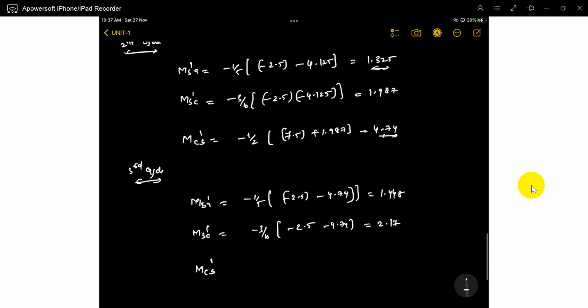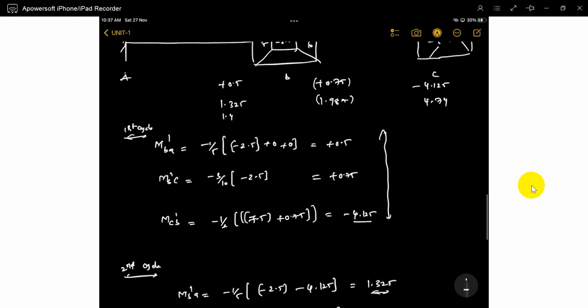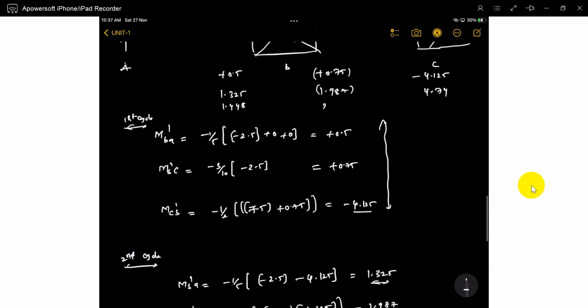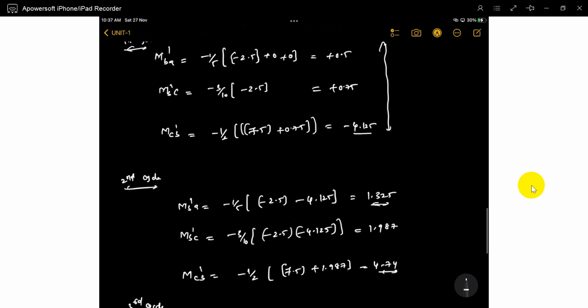So MCB, you will get 7.5. Foreign contribution is now 2.17. Okay, 2.17 plus 7.5, answer divided by 2, you will get 4.85. Okay, so I will write 1.448. Okay, 2.17 here, it's 4.85.